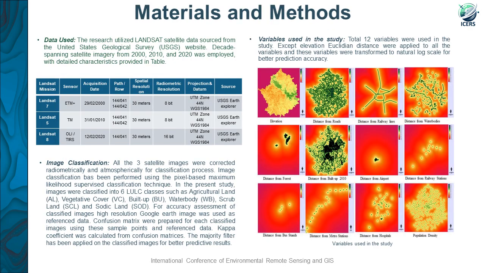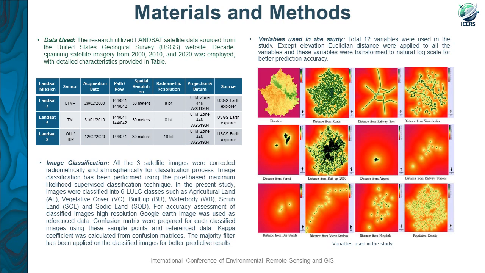Materials and methods. Data used. I have used Landsat 7, Landsat 5, and Landsat 8 of 2000, 2010, and 2020 respectively. Landsat 7 data belongs to Sensor Enhanced Thematic Mapper Plus, while the Landsat 5 data belongs to Thematic Mapper. Landsat 8 data belongs to OLI-TIRS. The resolution of all the data is 30 meters, and all the data sets were downloaded from USGS Earth Explorer.